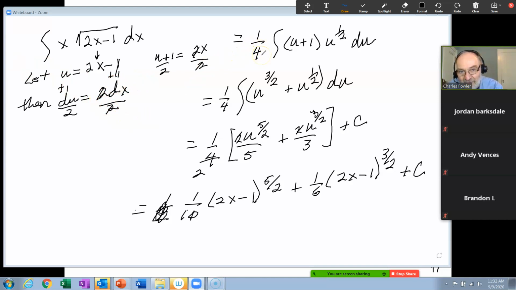That became part of that 1/4. And then this was simply u plus 1 times, and this part was u to the 1/2. Now that you can distribute. This you can't distribute. You can't distribute x times 2x minus 1 to the 1/2. No, that won't distribute. This will distribute. Okay? Just multiply the 1/2, u to the 1/2 times each term inside, and proceed from there. Does that make sense? All right. Any questions before I clear it?